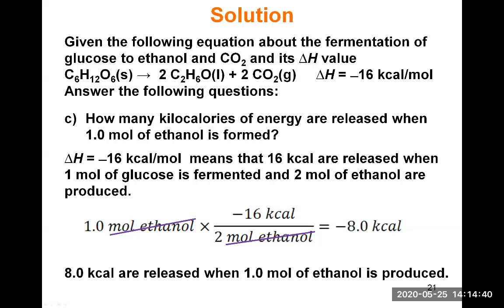So 8 kilocalories are released when 1 mole of ethanol is produced, which means half of the energy is released because you're producing only half of what the equation tells you is produced.